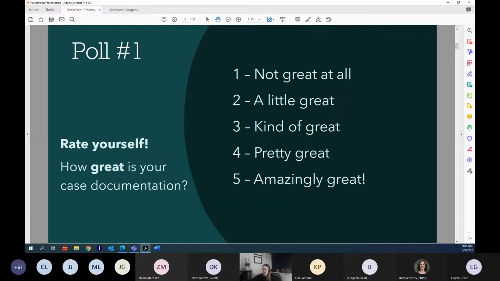We are going to start with a poll, and I'm going to launch it real quick. As you can see, we are asking you to rate yourself. How great is your documentation? Oh shoot, I've got my other two polls, but not this one here. So I'm just going to type this out real quick and I'm going to memorize these numbers because I'm going to do it a little bit more amended.